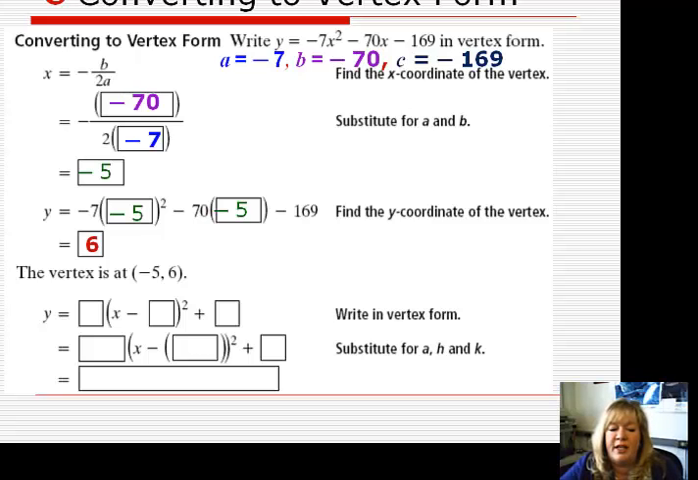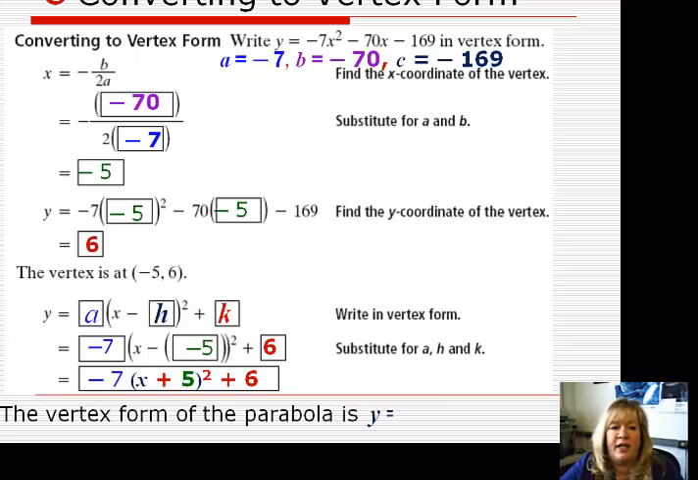So we're going to put in the -5 for the h. And remember, it's x minus h. And we're going to put a -7. That -7 came from our original standard form of the equation. So h is going to be -5 and k is going to be 6. When you finish that out, you'll have your quadratic: -7 times the quantity x plus 5 squared plus 6. And that's the vertex form. Be careful with your signs on the h. Vertex form of the parabola is y equals -7 times the quantity x plus 5 squared plus 6.